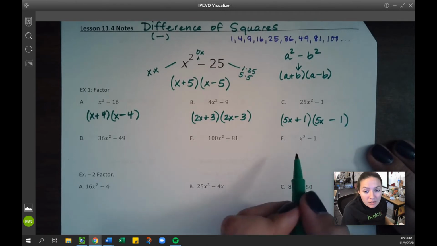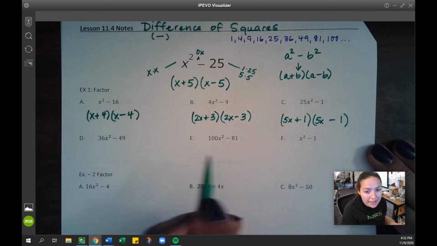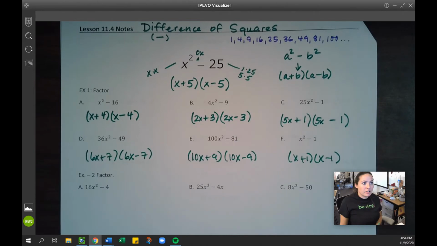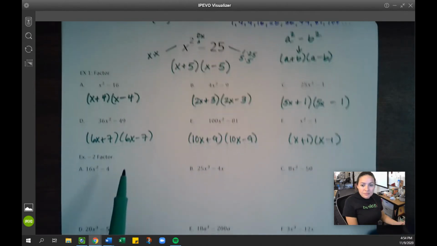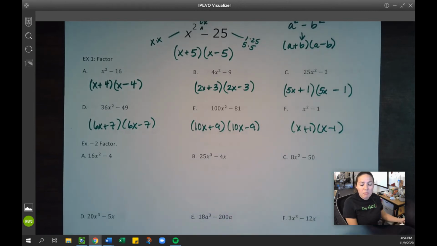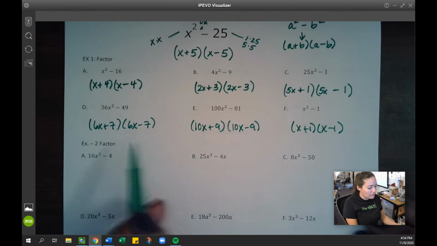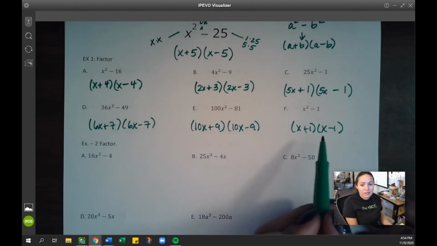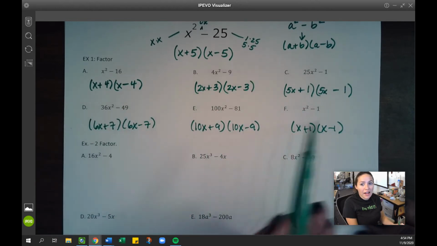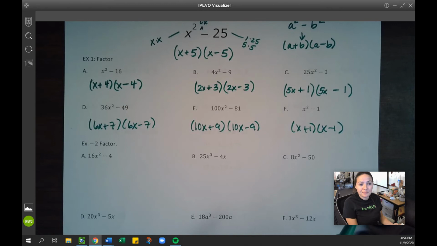All right. I would like you to pause the video and try D, E, and F on your own using the shortcut for difference of squares. So pause the video, give these 3 a try, and check back when you're done to see how you did. All right. Check over how you did. Remember, the factors are exactly the same. The only difference is that one of them has a plus and one of them has a minus, and that's true for every single one of these that we've done so far.